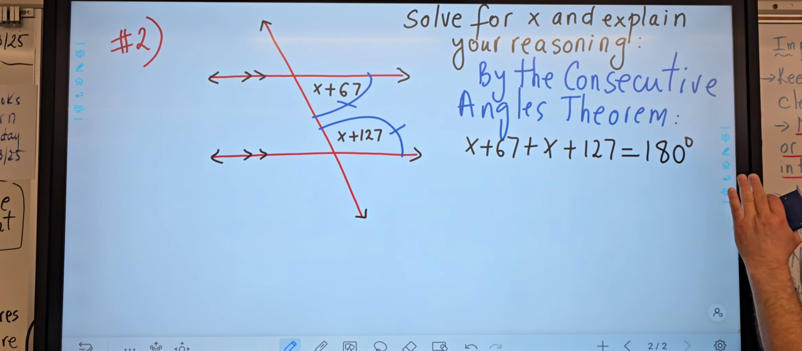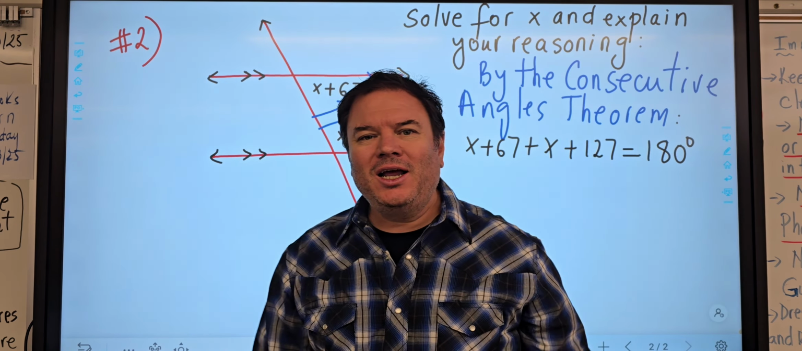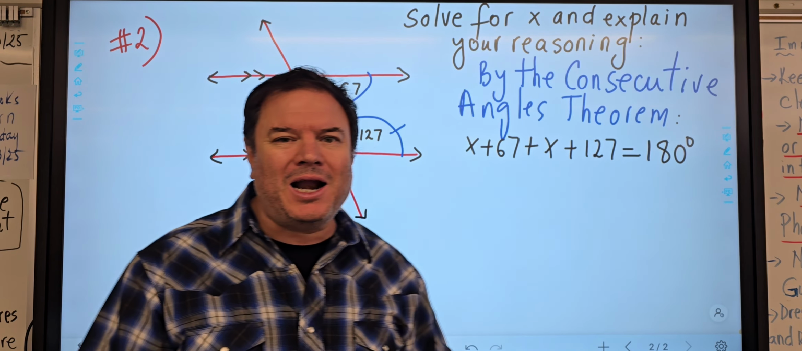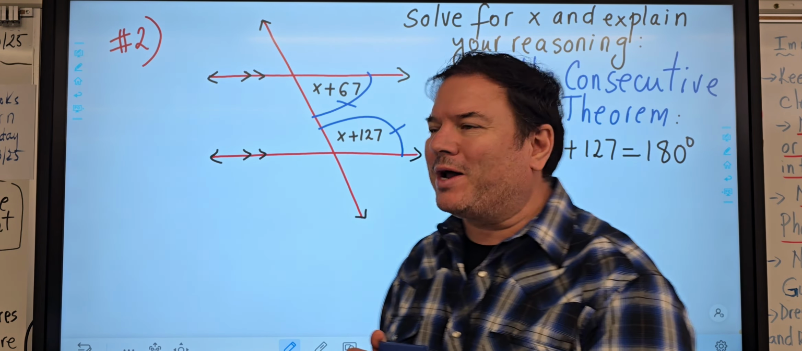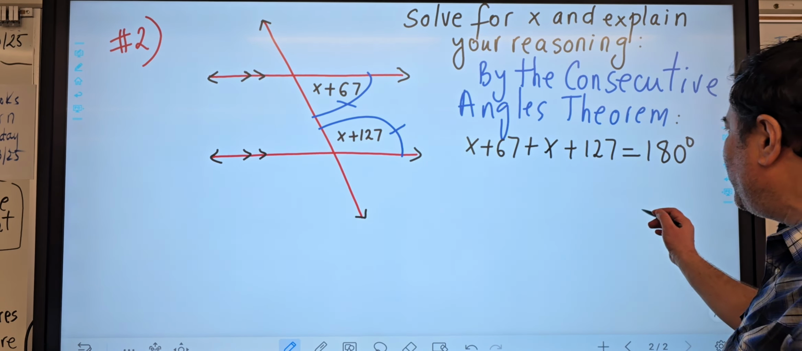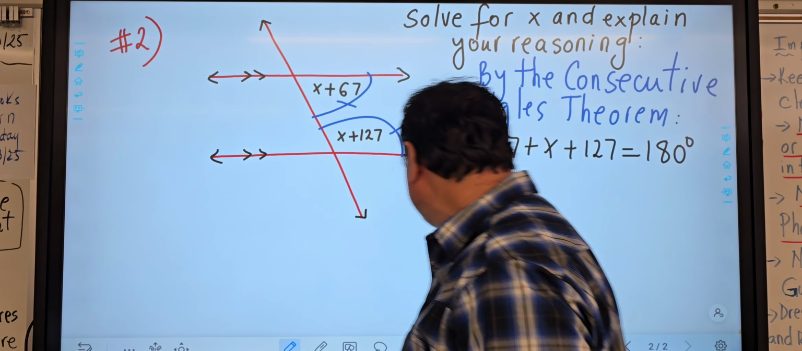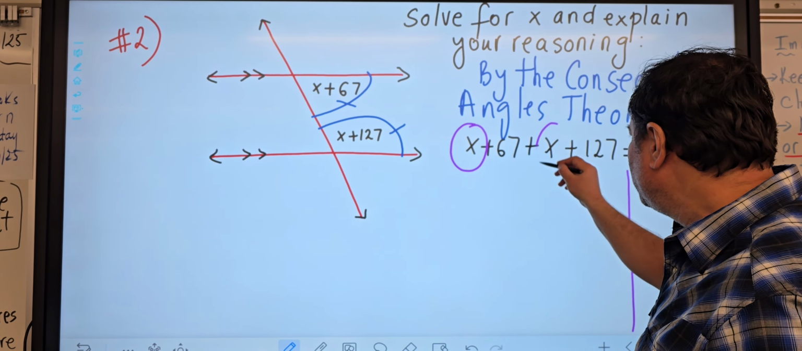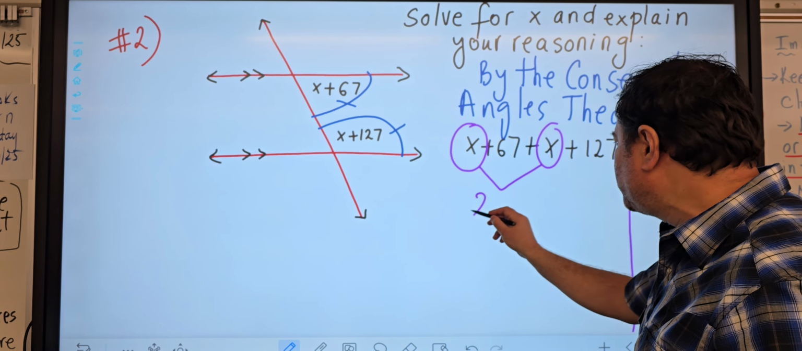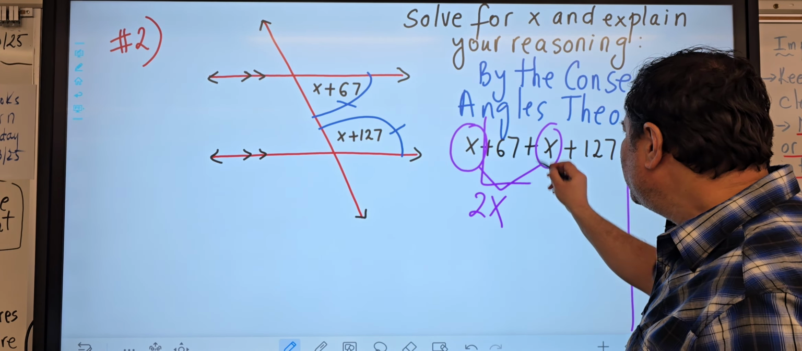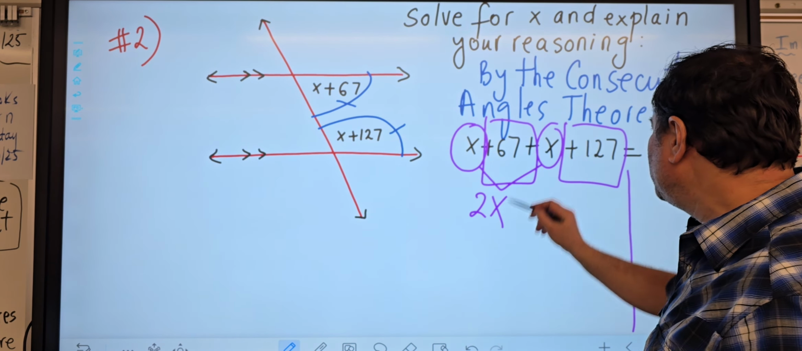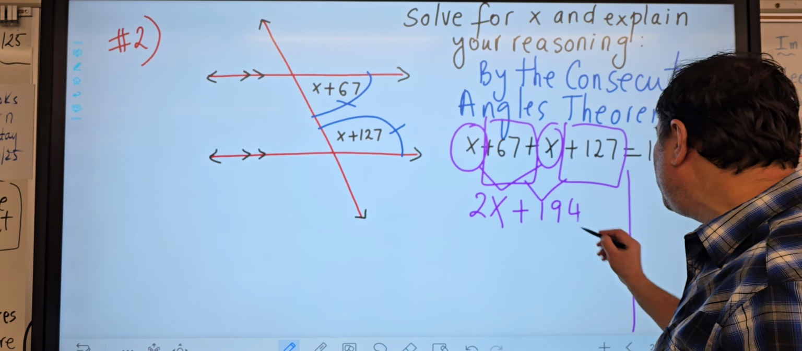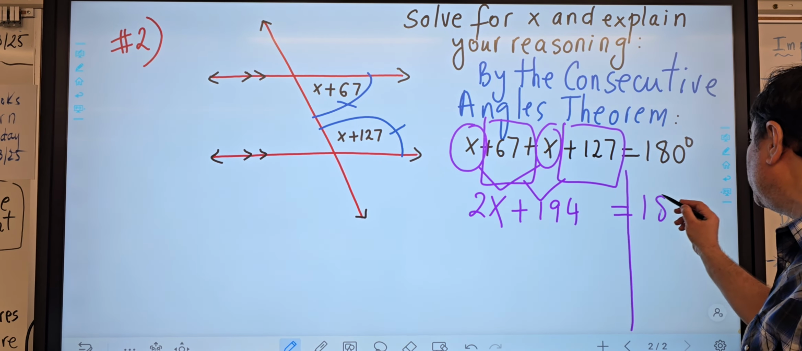In this case, we add those angles together, and they add up to 180 degrees. Those two angles are supplementary. They add up to 180 degrees. So let's see what we get now. We are going to combine like terms. Let's combine x: x plus x becomes 2x. And let's also combine 67 plus 127, and that becomes 194, and this equals 180.